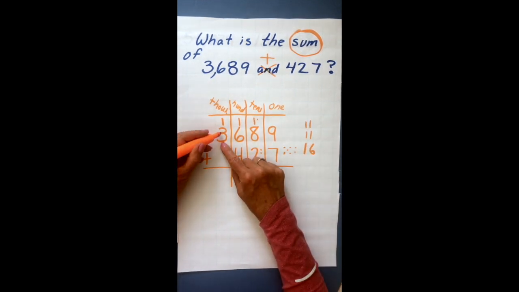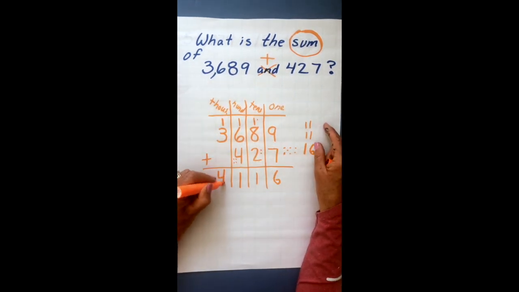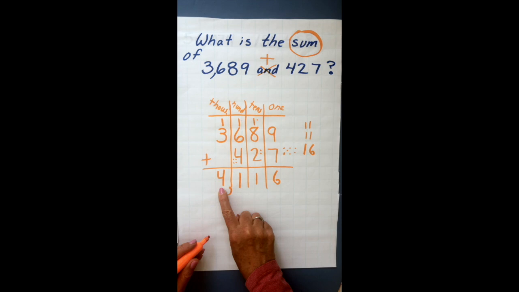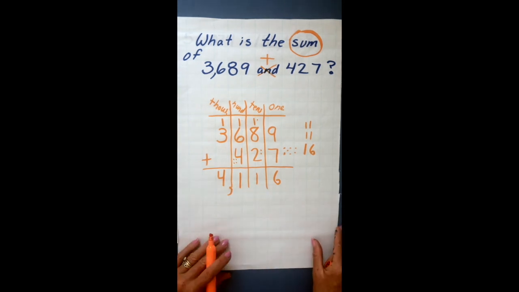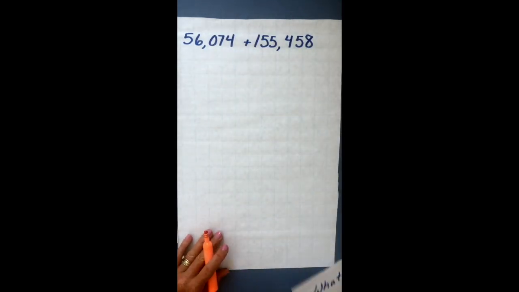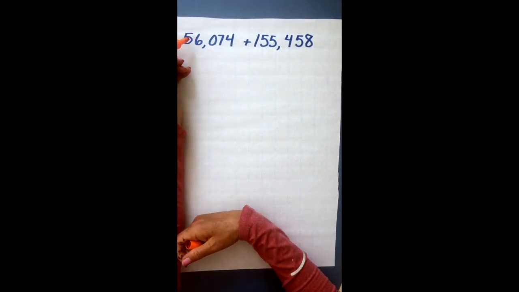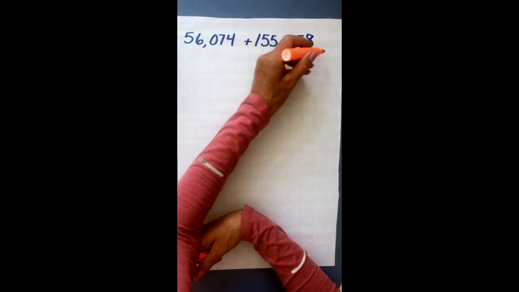And now I add these 3, 4. So if they ask me what is the sum of these two numbers, I know it would be 4,116. Last problem. So this problem looks difficult because there's so many digits.